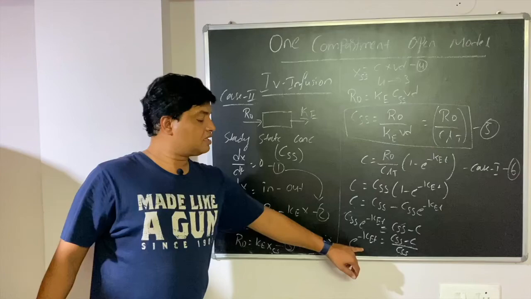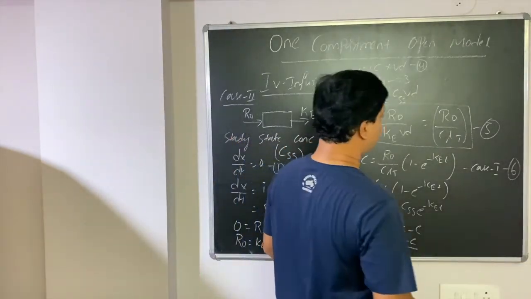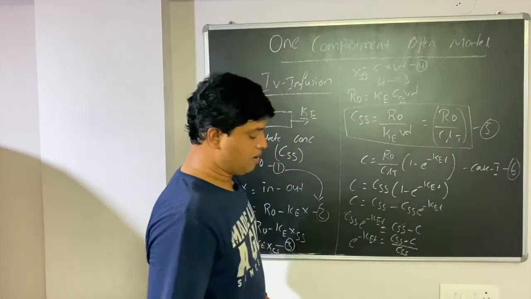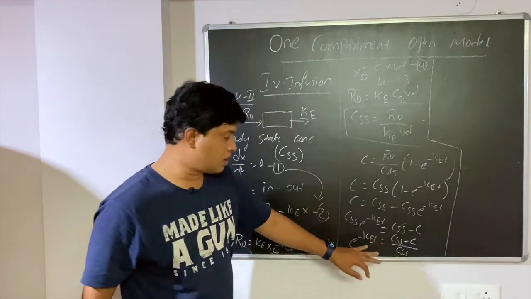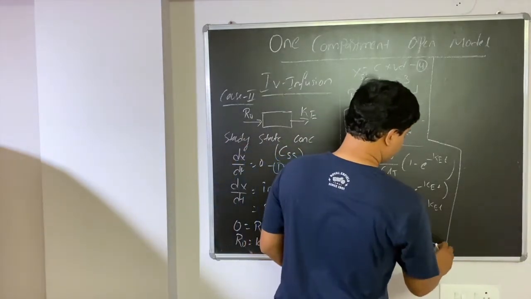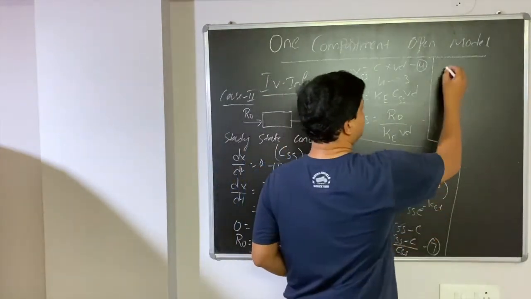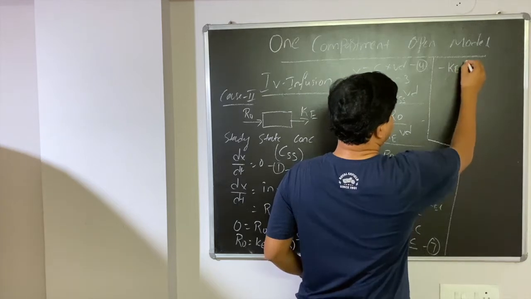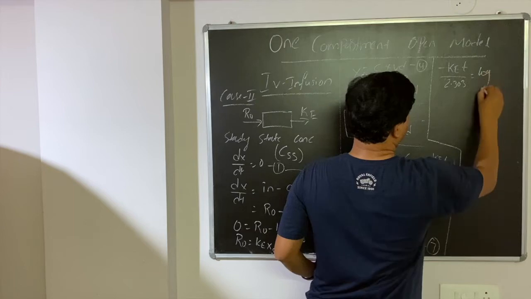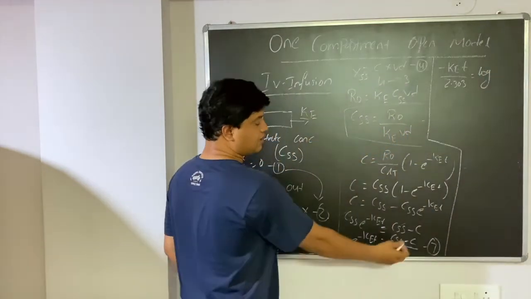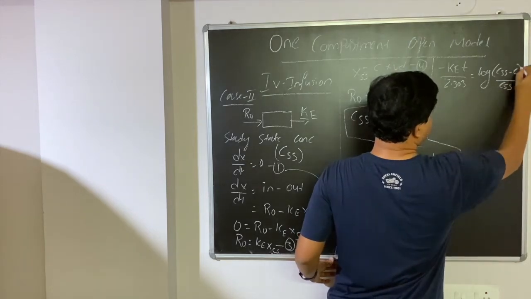Now you have to convert this equation, which is in exponent form, to logarithm form. Assume this is equation 7, and we are going to convert equation 7 into logarithm form. Applying log on both sides, we will get minus Ke T by 2.303 is equal to log of CSS minus C by CSS.